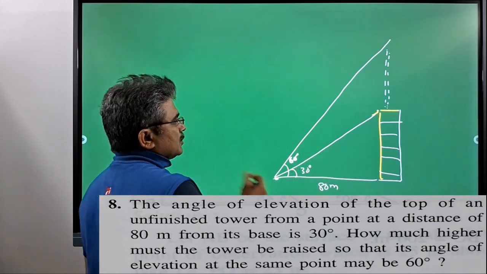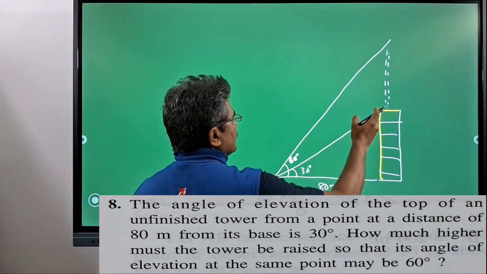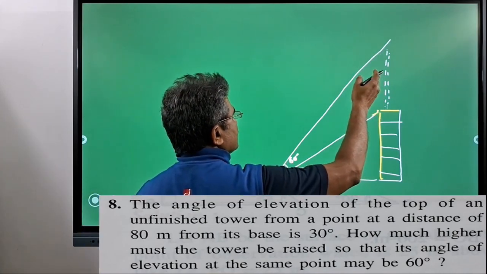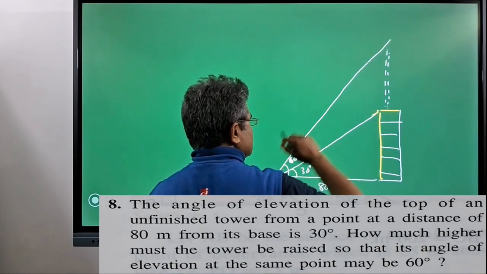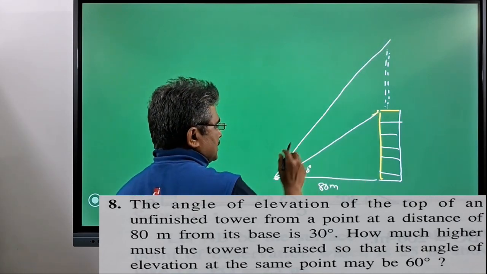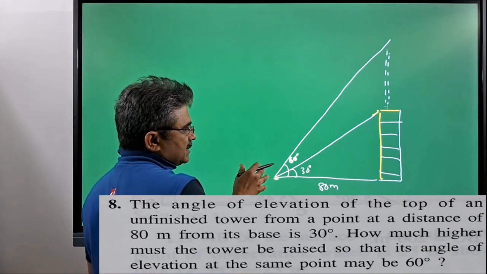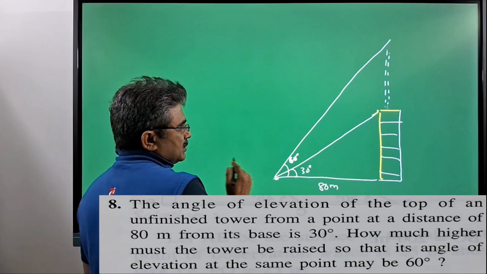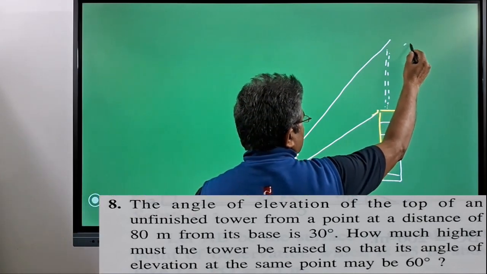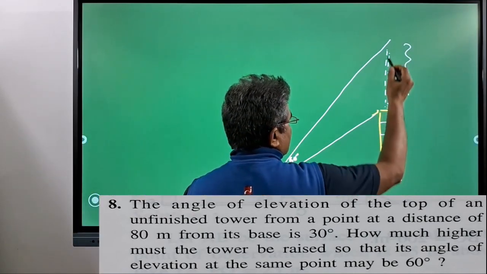So the unfinished part, if you raise it to an extent such that when you see the top of the tower, the angle of elevation should be 60 degrees. So here the question is, we need to find out the unfinished part height.